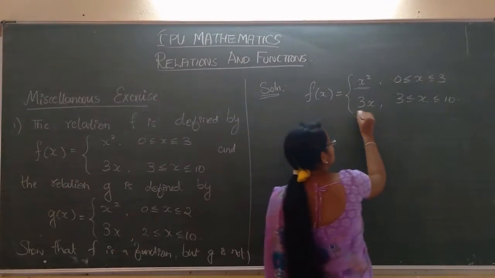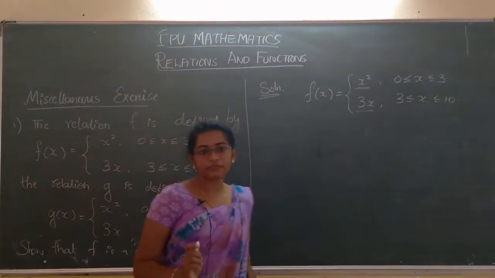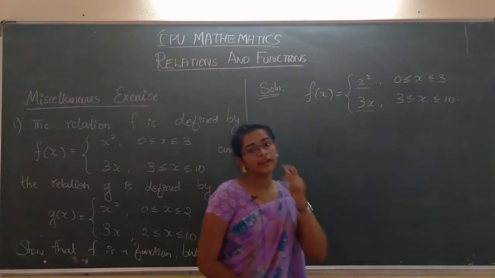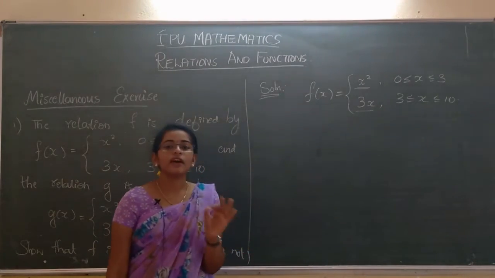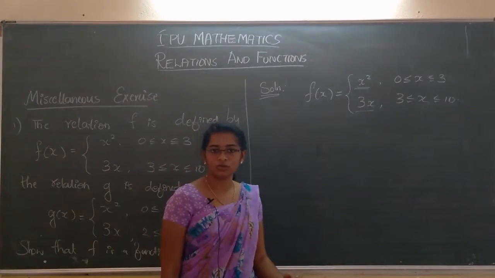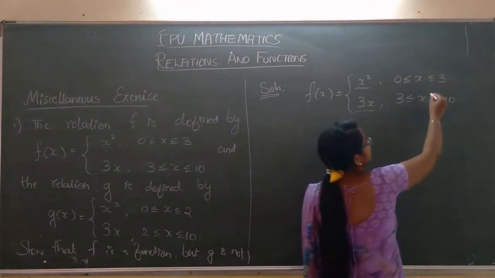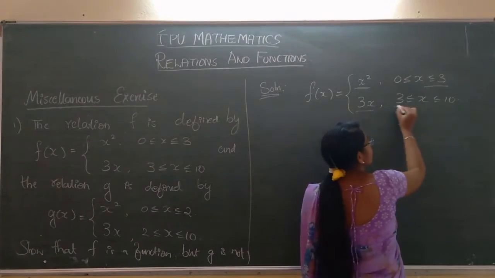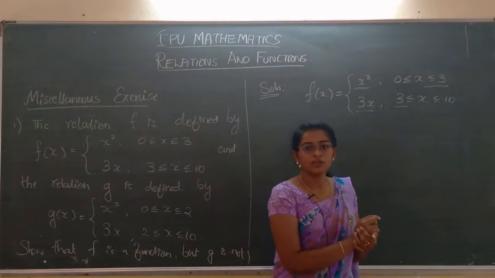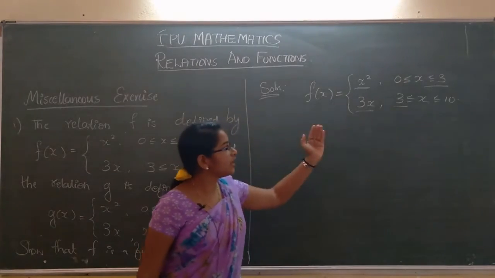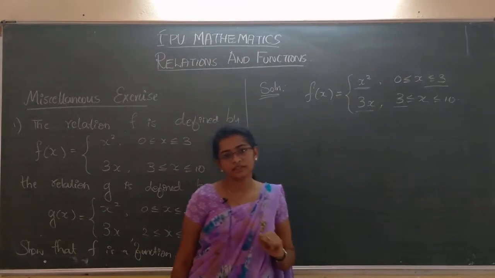Similarly, for f of x equal to 3x, for any x between 3 and 10, we get one and only one image, right? Now, where do we get the problem here? See, here also we have 3, here also we have 3. So for x equal to 3 we are getting two function values.